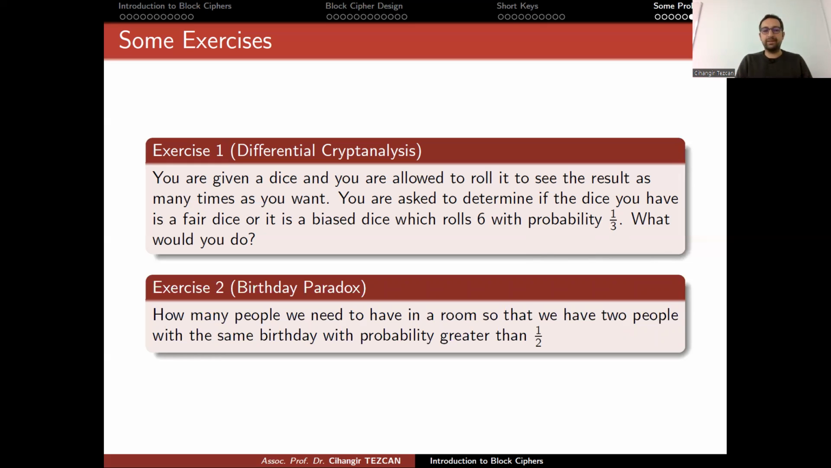And the second exercise is about the birthday paradox. If you are interested, you can even calculate it. How many people do we need to have in a room so that we have 2 people with the same birthday with probability greater than 1/2? You can just Google it and find the solution, but thinking about it first is a better idea to learn it.